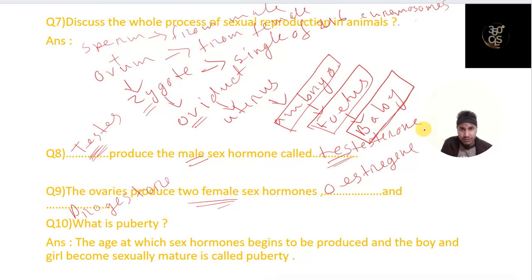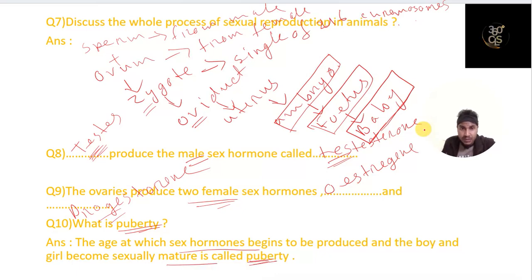Progesterone. Okay, so these are two very important female sex hormones. One is estrogen and one is progesterone. So the next problem is, what is puberty? Puberty, यानी कन्याकाल. So puberty किसे कहता है? The age at which sex hormones begin to be produced and the boy and girl become sexually mature is called puberty.